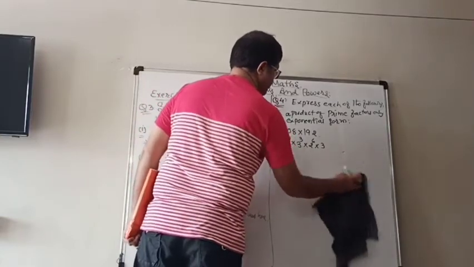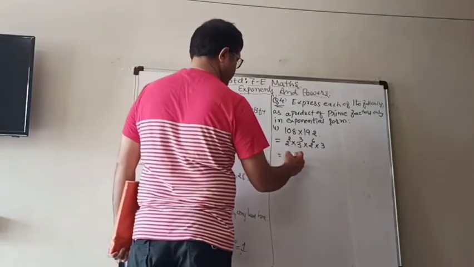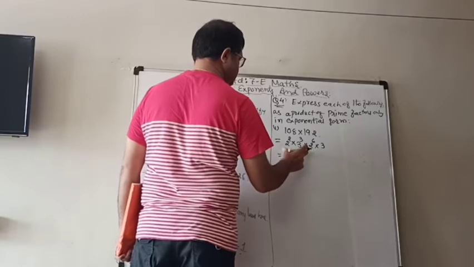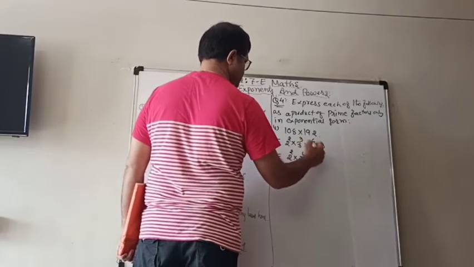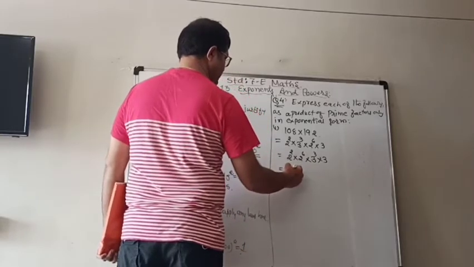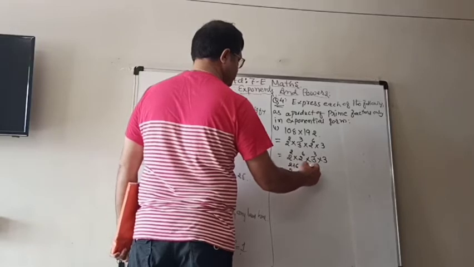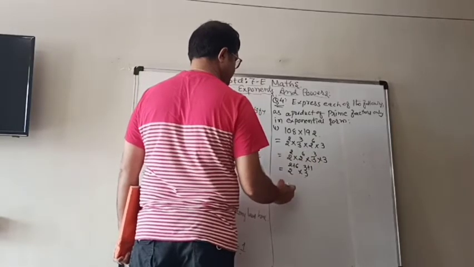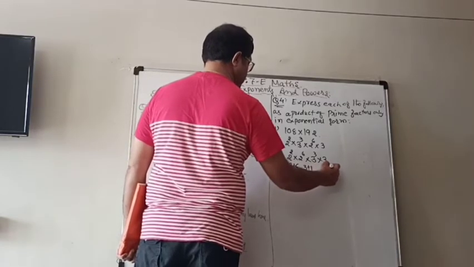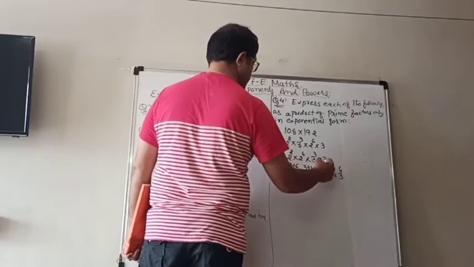So now we can bring the same base numbers together. 2 raised to 2 into 2 raised to 6, 3 raised to 3 into 3. So now we can apply 2 raised to 2 plus 6, 3 raised to 3 plus 1. And therefore your final answer is 2 raised to 8 multiplied by 3 raised to 4.